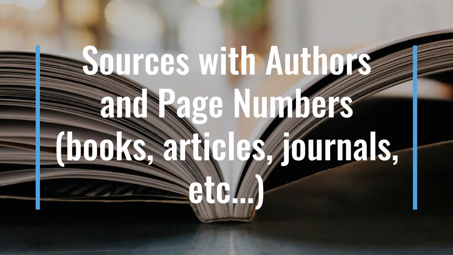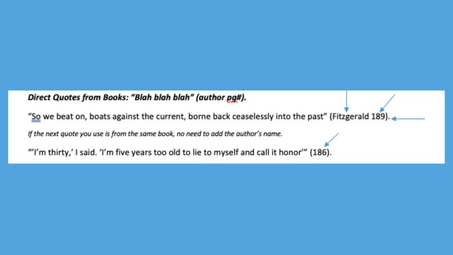Let's talk about sources with authors and page numbers. This would include books, articles, and journals. Here we have my quote inside the quotation marks, and at the end I have parenthesis, my author name, my page number, close the parenthesis, and then I close it with the punctuation. Follow the arrows. If I use a quote from the same book, same author as my next quote, I do not need to add the author name, just the page number.